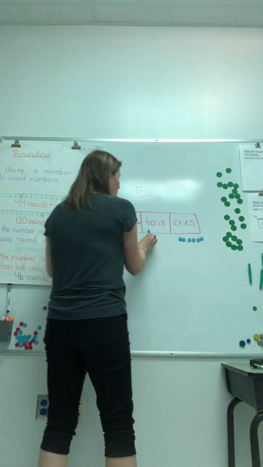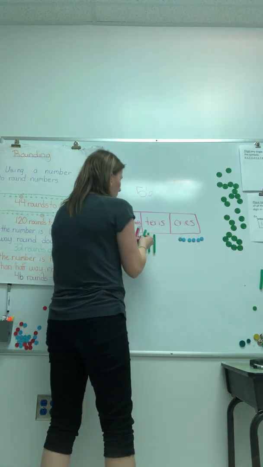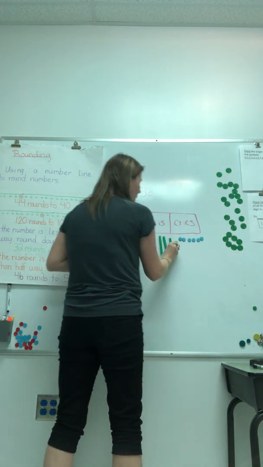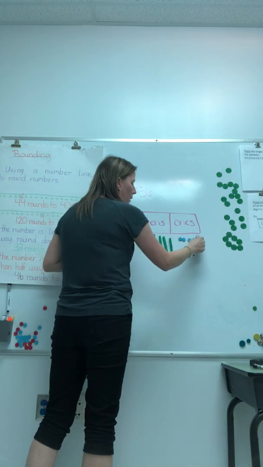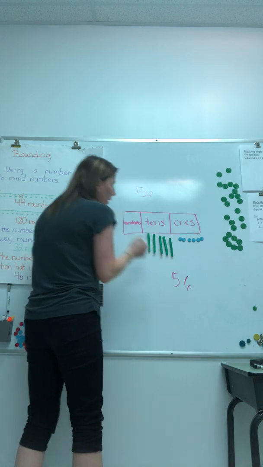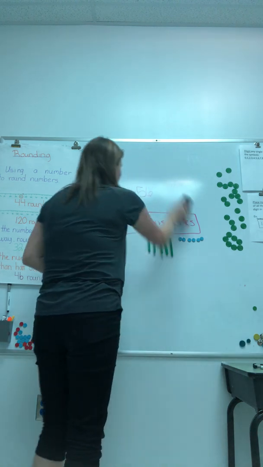So I have 1, 2, 3, 4, and 5. And if I wanted to, I could go back and check my answer. 1, 2, 3, 4, 5, 6 ones. 1, 2, 3, 4, 5 tens to give me the number 56. Great, let's look at another number.